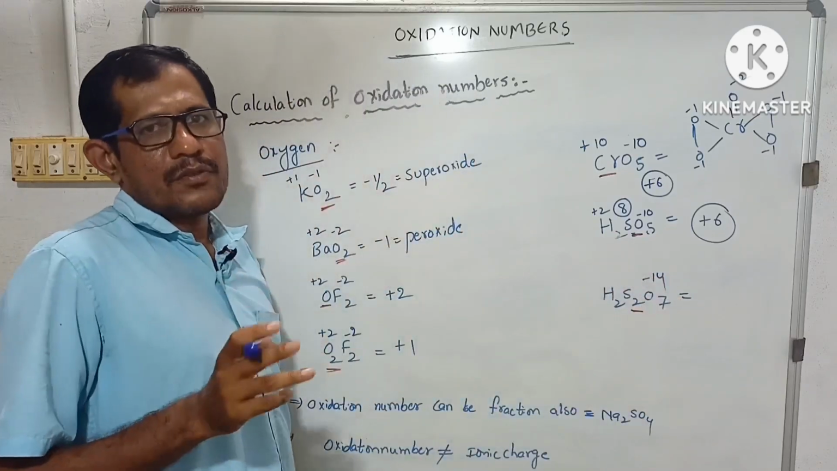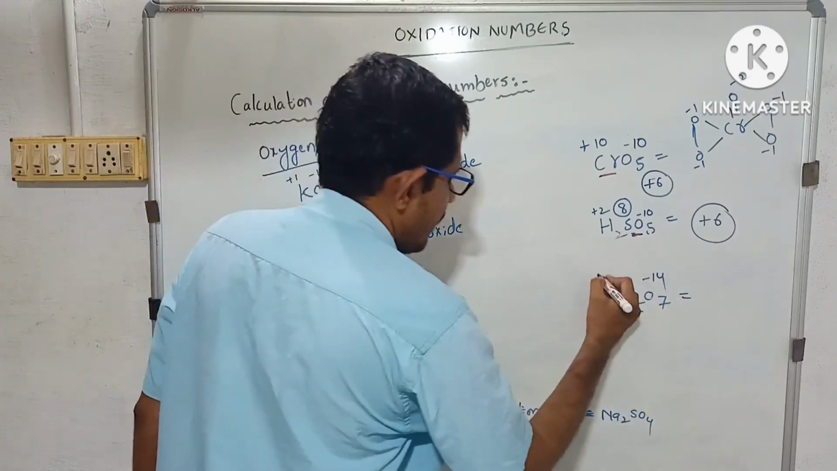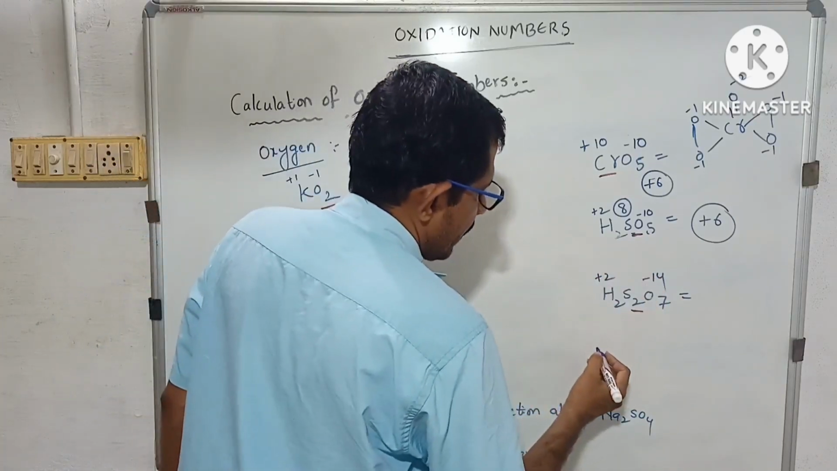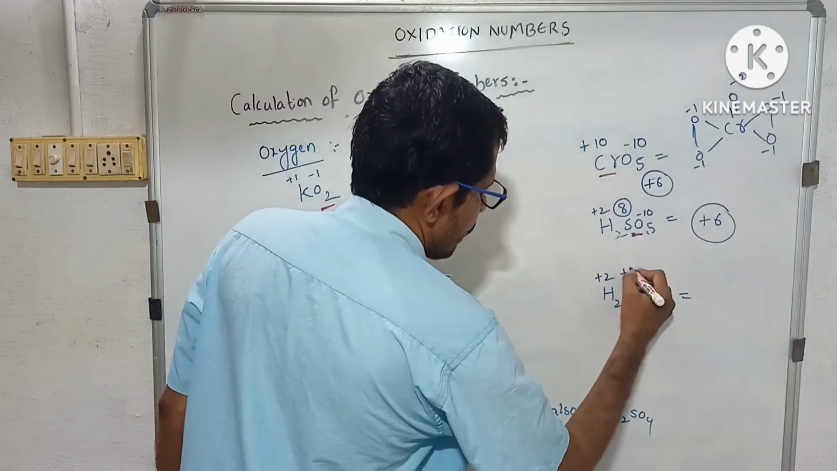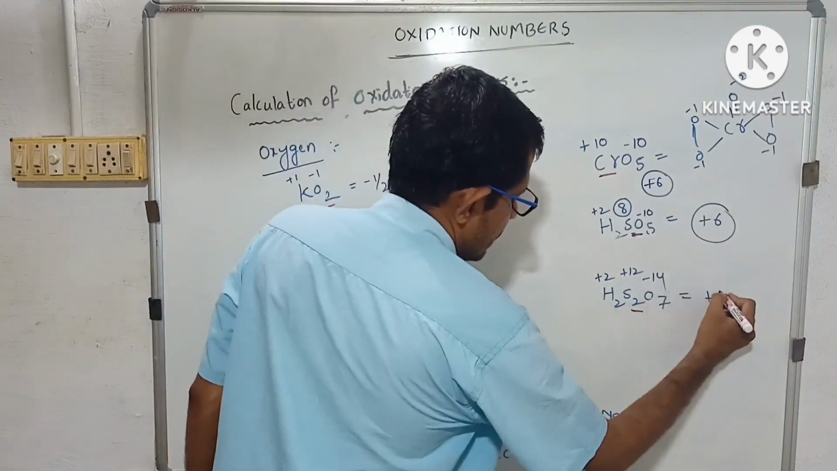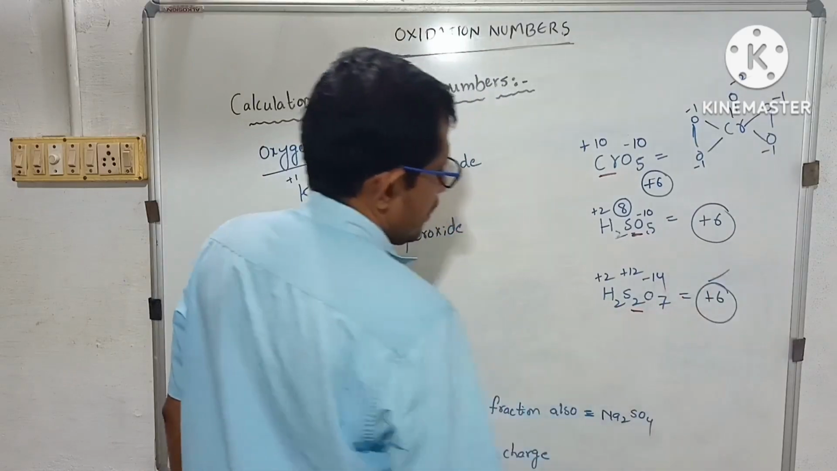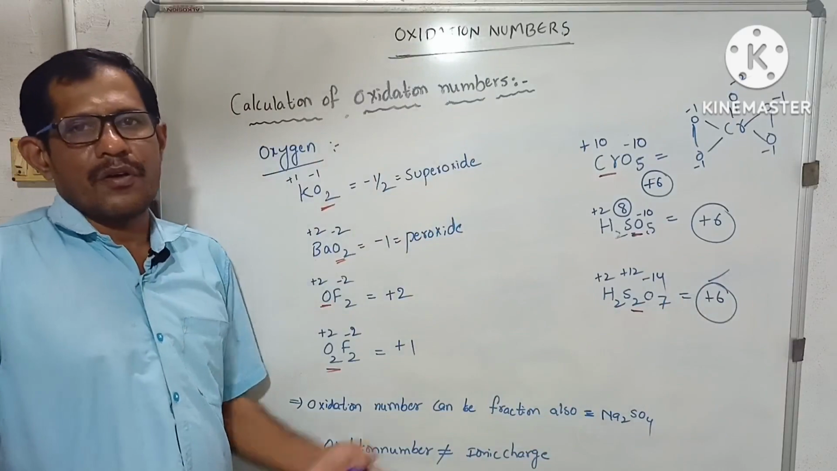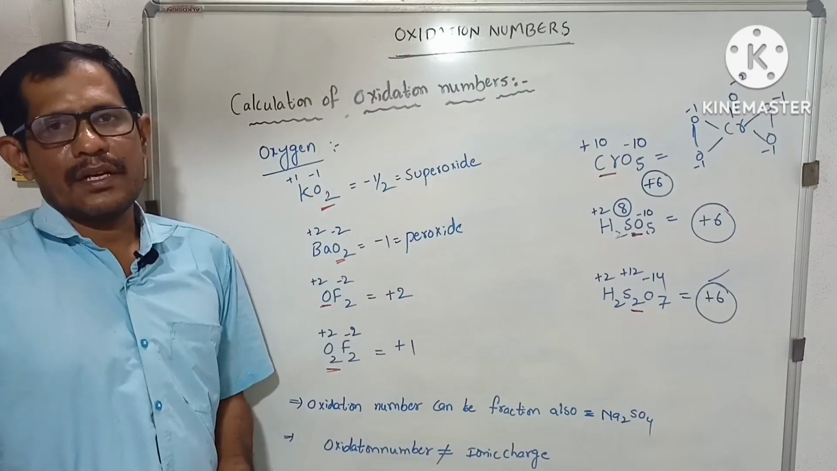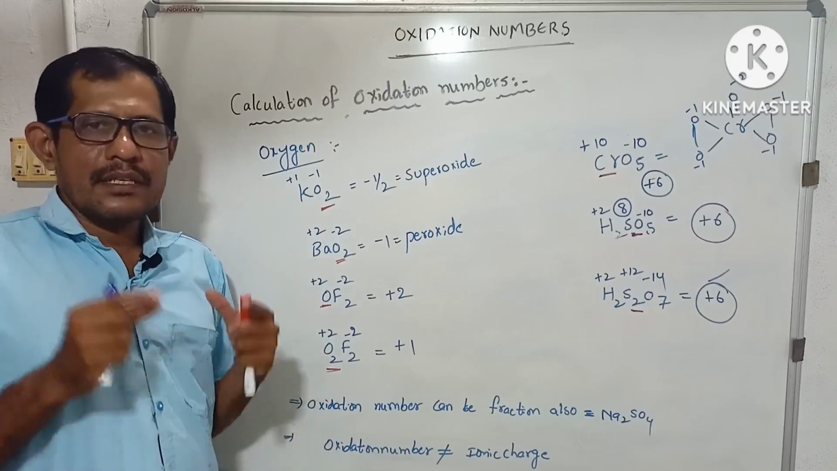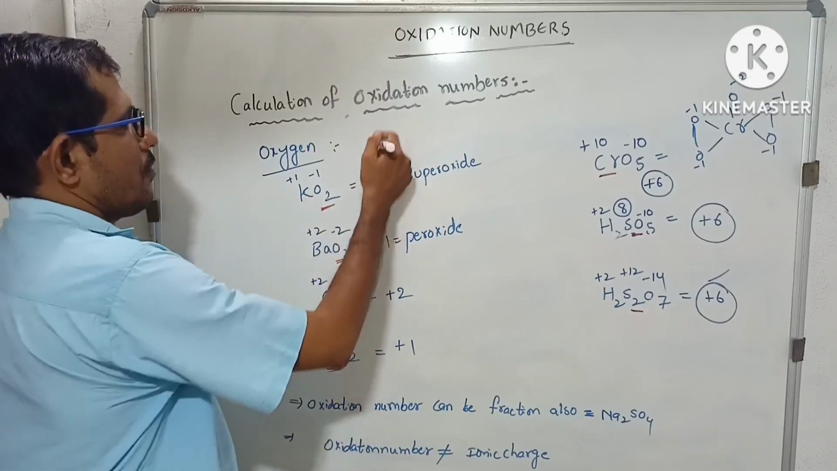H2S2O7, if you take here, each oxygen is minus 2, 7 oxygens minus 14, right? Hydrogen is plus 2, so it is plus 12, so each sulfur is plus 6. In H2S2O7, there is no presence of peroxy bond. Why? Because we get the group number. So if we get any number more than the group number, we can say there is a presence of peroxy bond.